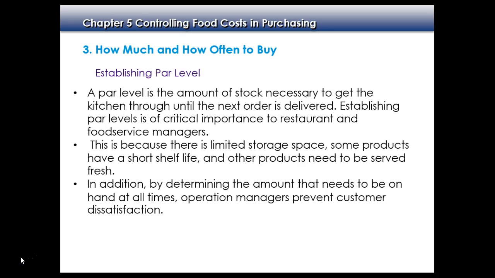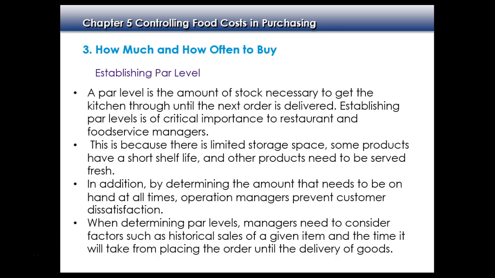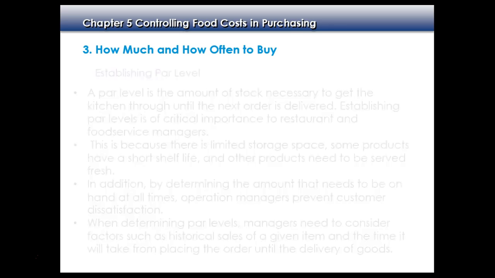In addition, by determining the amount that needs to be on hand at all times, operation managers prevent customer dissatisfaction. Either you're having outs and they're going to be dissatisfied, or you're not serving a good quality product because it's been sitting inside the restaurant for too long. And when determining par levels, managers need to consider such factors as historical sales of a given item and the time it will take from placing the order until it is actually received inside the restaurant.